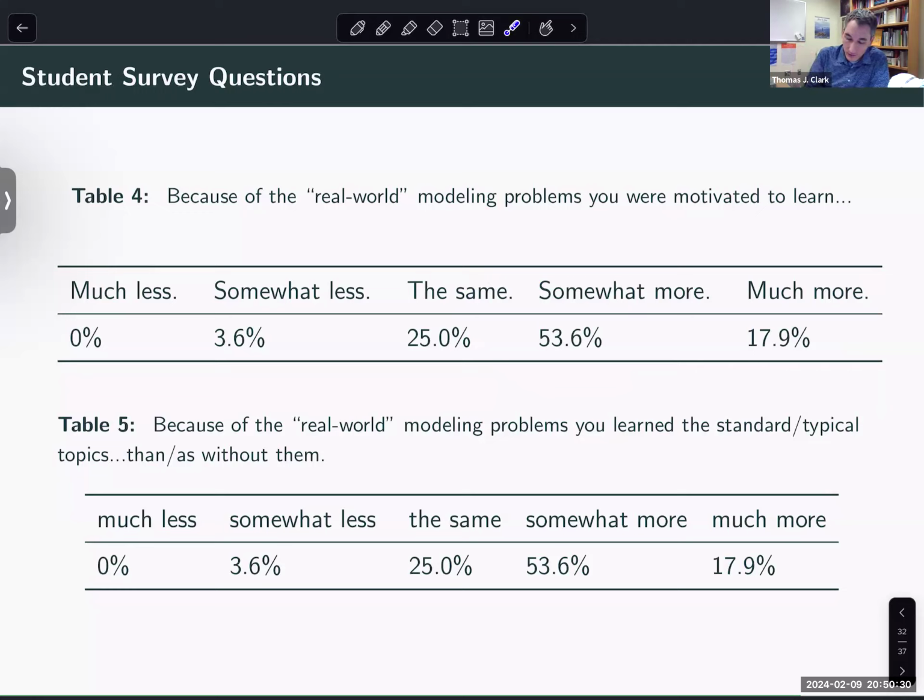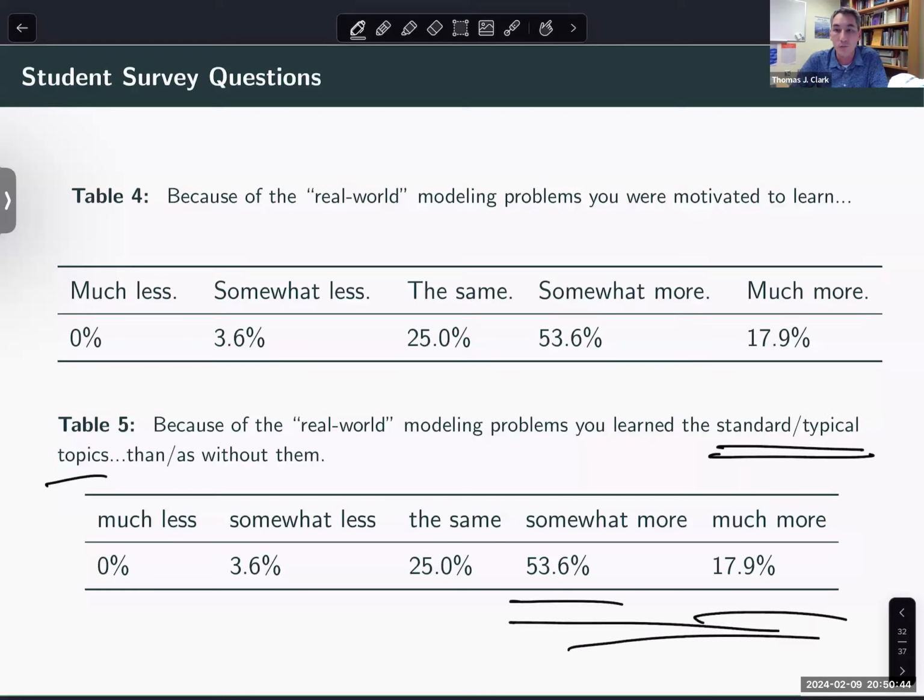But this one is really interesting because you might say, are you missing out on the standard topics because you're doing all this modeling? And we should just go back to the basics of calculus with no modeling. Well, they say they learn the regular topics just as well or better. The modeling helped them have a route to grab onto when they were learning even the standard topics. They felt that was valuable. So I thought that was pretty encouraging.